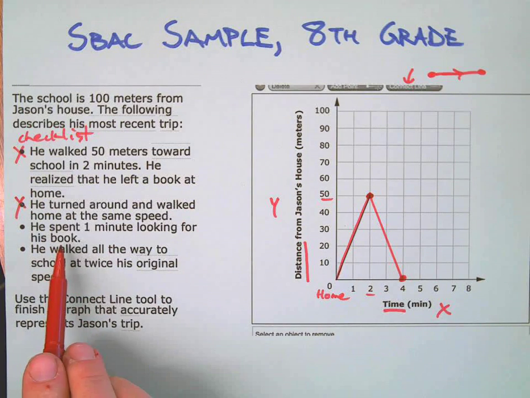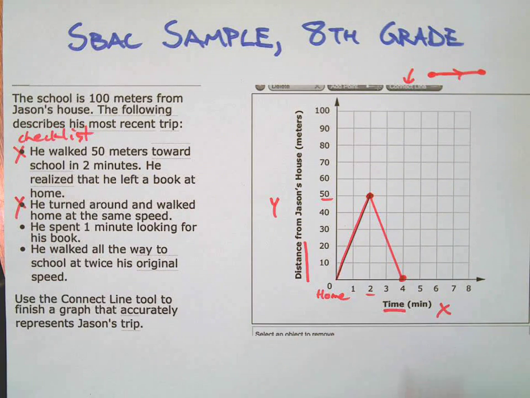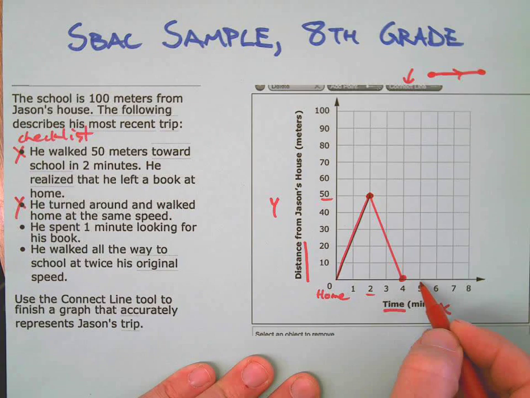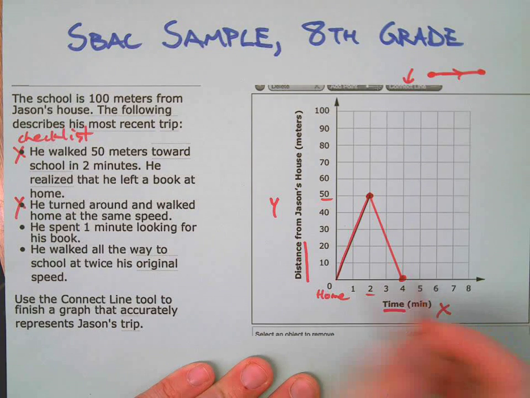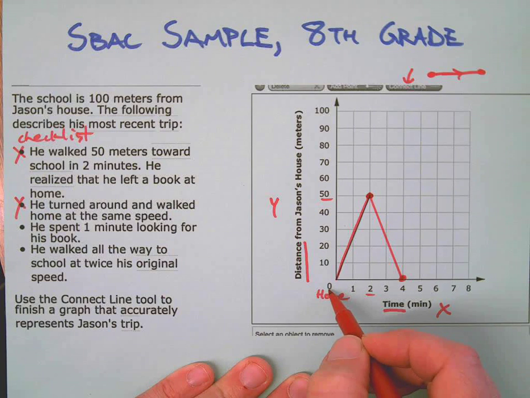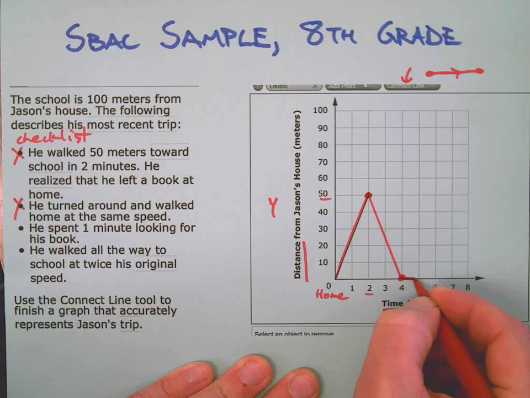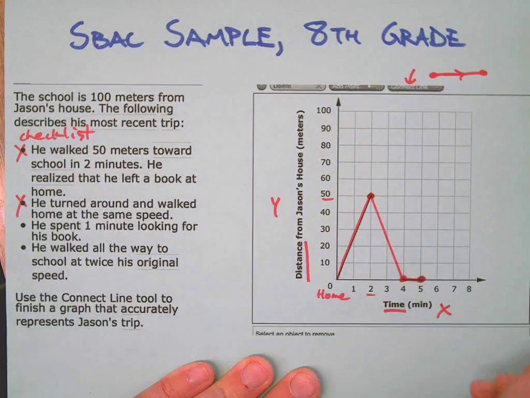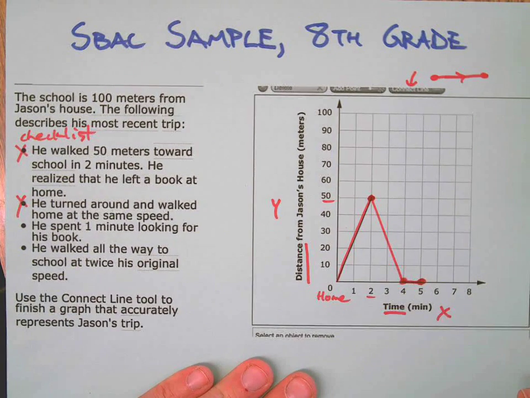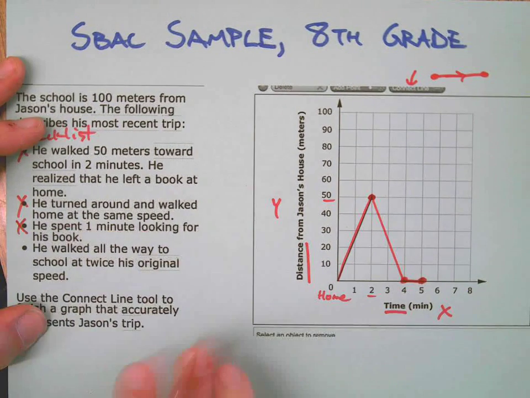He spent 1 minute looking for his book. Let's think about that, what that means in terms of a graph. It means he's going to end up at 5 minutes. Is he traveling any distance? No, he's remaining at home. He's looking for his book. So a minute goes by, no distance is traveled. Okay, you with me on that?